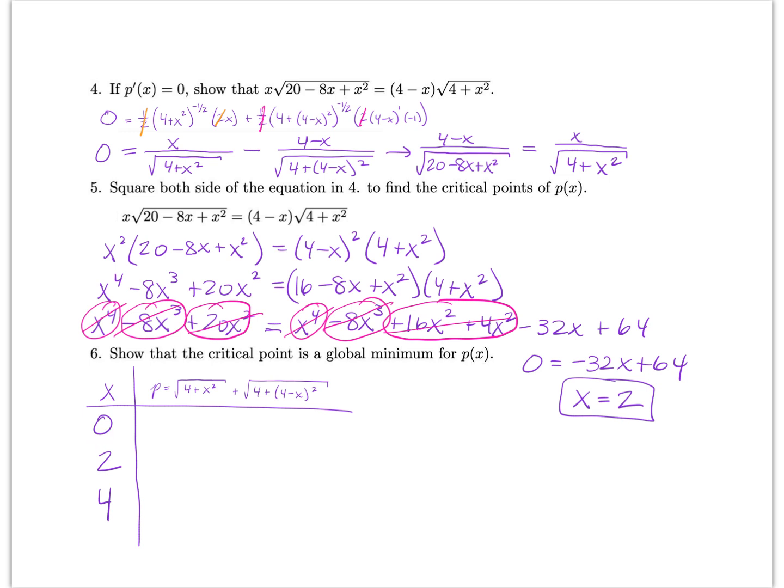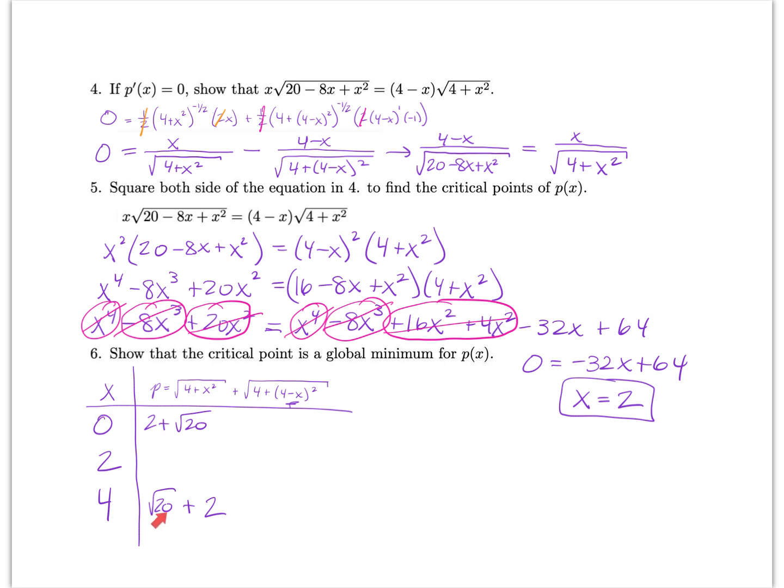So if I put in 0 for x, this is the square root of 4, which is 2. This is 4 squared, which is 16. 16 plus 4 is 20, square root 20. So this is 2 plus square root 20. And if I plug in a 4, okay, so 4 squared is 16 plus 4 is 20. So this is square root 20 plus, and if I put in a 4 here, I get 0 squared, square root 4 is 2. So 2 plus square root 20 is the length of the pipeline for both 0 and for 4.